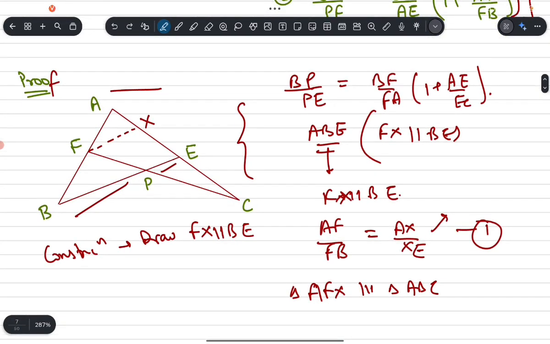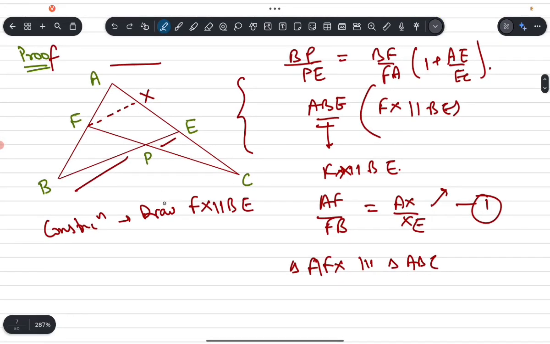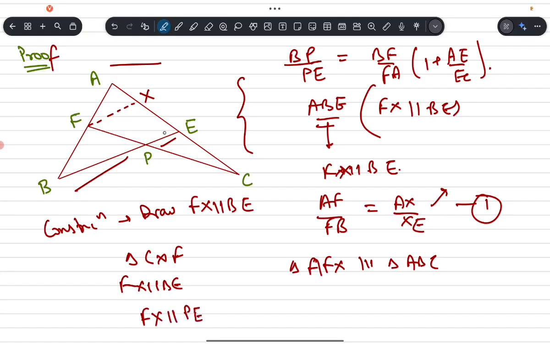All right. So I'm starting to get some of the things here. Now can I find one more pair of similar triangles, like the same sort of result? Now I want you to look at triangle CXF. Why? Since FX is parallel to BE by construction, FX is also parallel to all parts of BE, that is parallel to PE as well. PE, FX. Now focus on this triangle. Once again, we can find a similar ratio. Can I say CE by EX equals CP by PF?